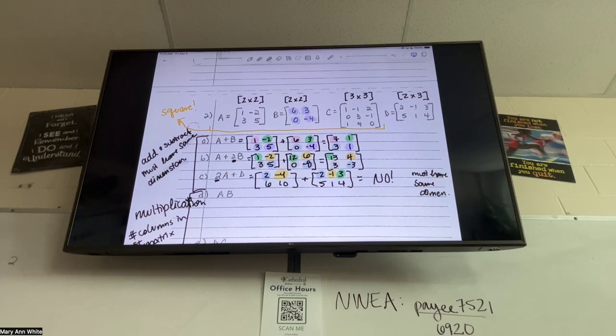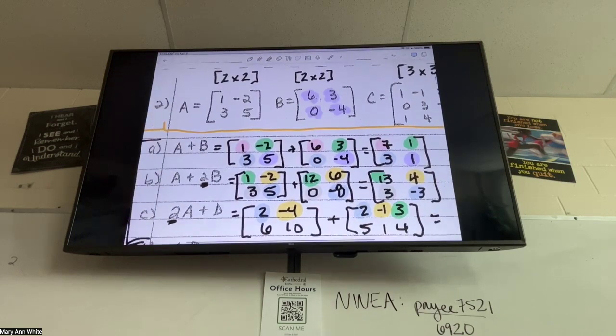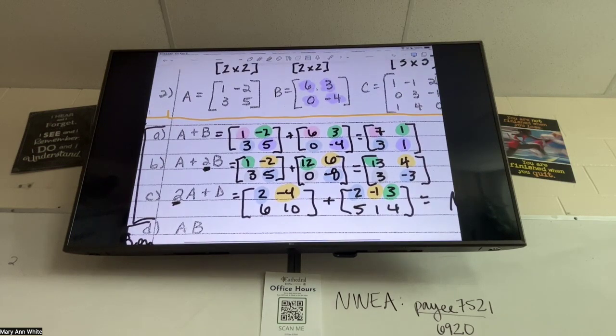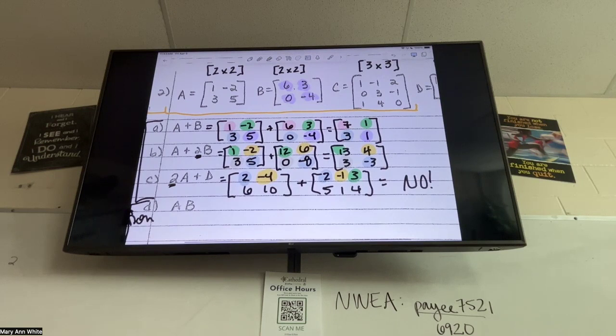So if I look at number A and B, notice, I guess C didn't work because the dimensions weren't the same. But on A and B, you can follow the colors and see how they match up. So 1 and 6 were both in the top left, so they add together to be the new top left. -2 and 3 are in the top right. They add together to be 1, which is also in the top right.